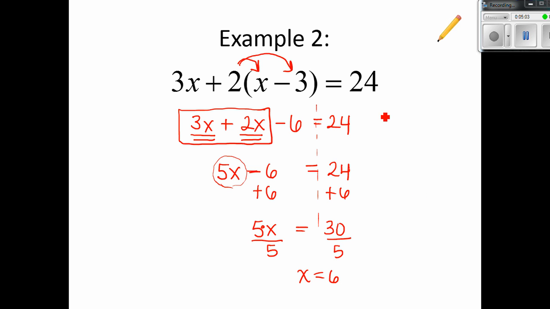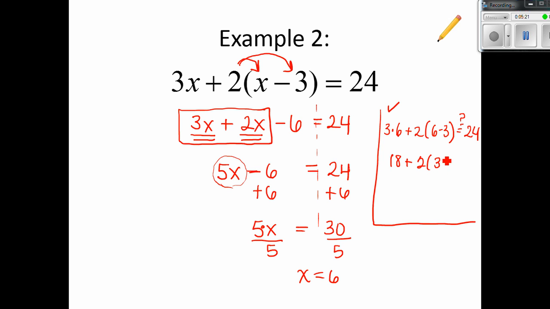Now again, I want to make sure my statement is true, so I'm going to go ahead and do a little checking. I'm going to do 3 times 6 plus 2 times 6 minus 3, and hopefully that comes out to be 24. So this would be 3 times 6 is 18, plus 2 times 3 is 6. 18 plus 6 does give us 24. So this is the solution that makes this statement true.